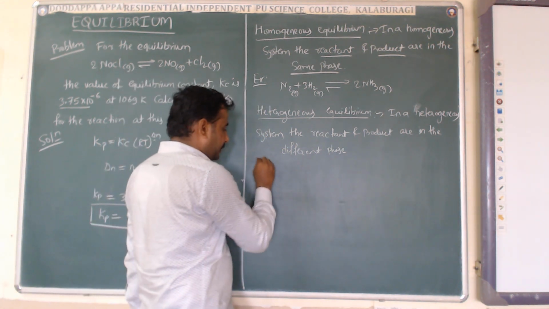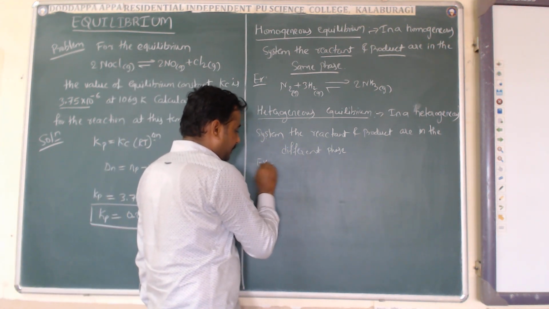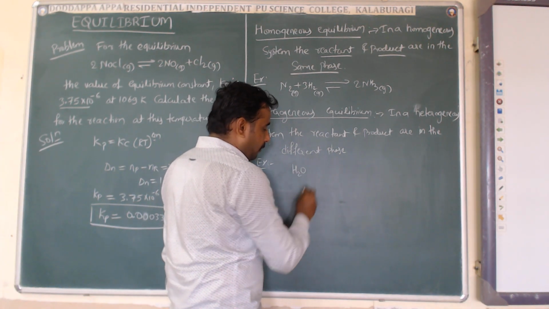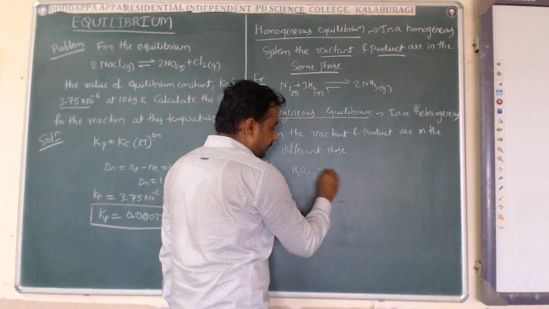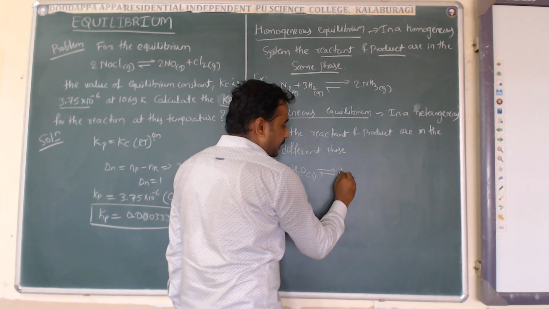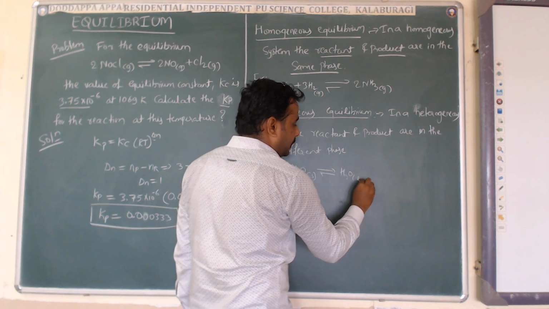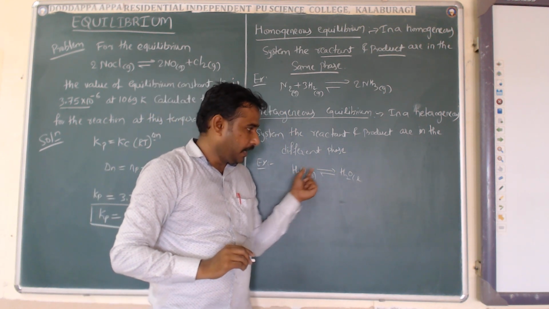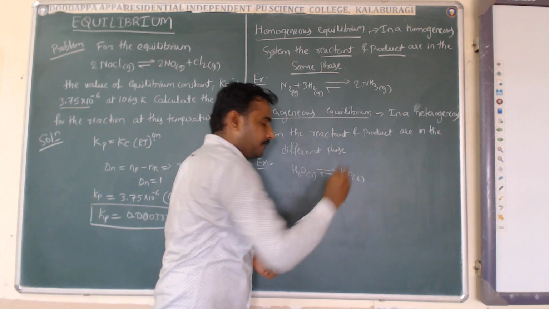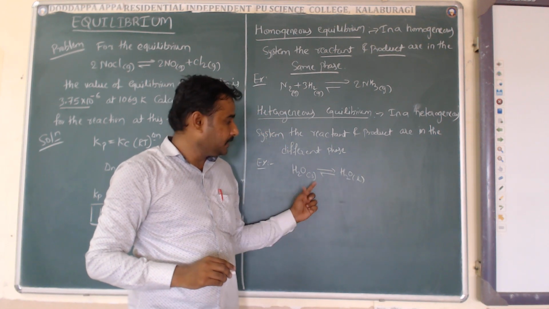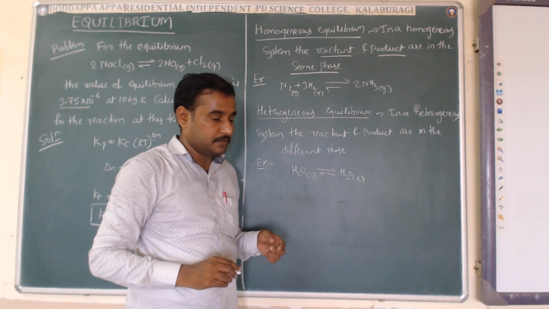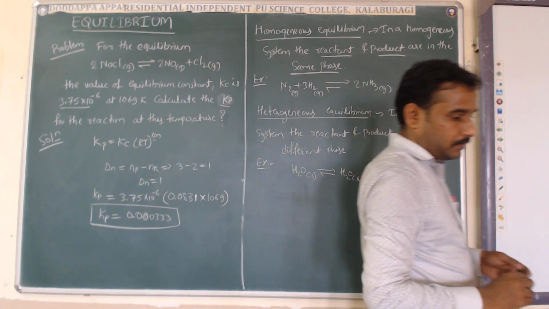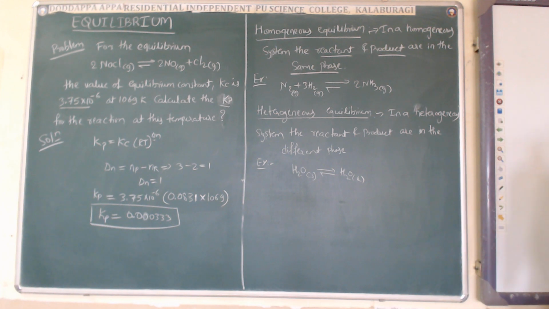So give the example, sir, for heterogeneous equilibrium. Here you can take water in the form of solid, and then H2O in the form of liquid. So the reactant is present in solid form and the product is present in liquid form. These are in different phases, so it is called heterogeneous equilibrium.